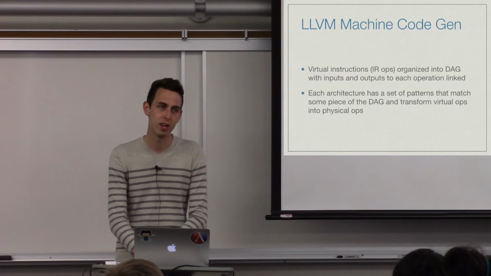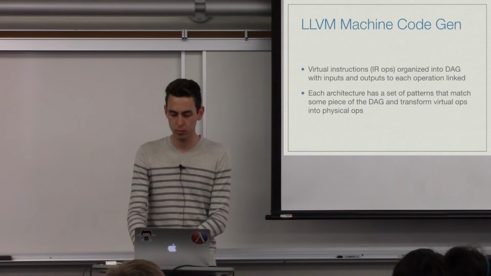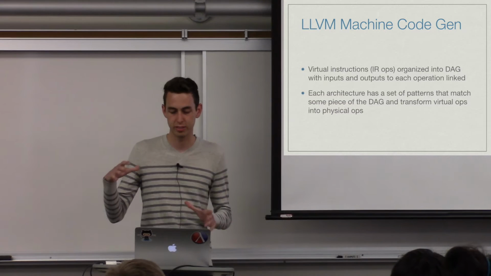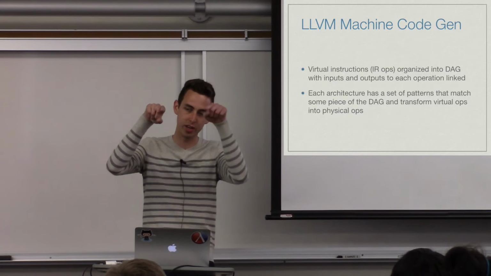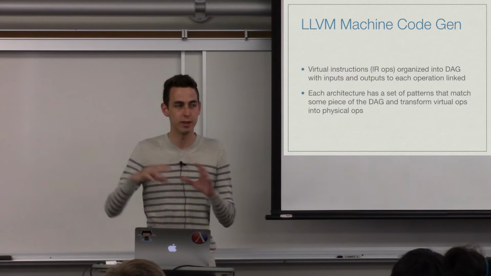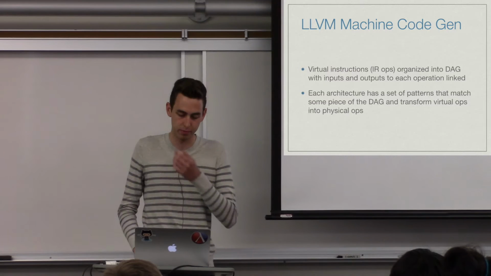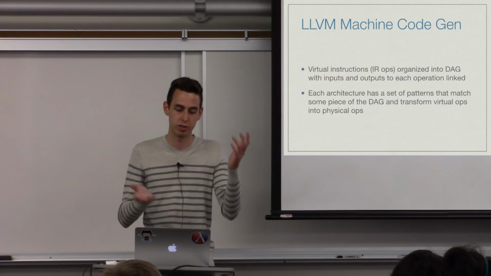And LLVM actually has a really awesome system in place that does all of this. It turns all of the virtual instructions you saw in the IR into a directed acyclic graph. So if you have an add up here, it has two incoming edges for its inputs and one outgoing edge for where its output goes. And you get this big graph representing your program. There are some really interesting properties of that graph. You no longer have a linear representation of how code works. You just have which operations depend on which other operations.